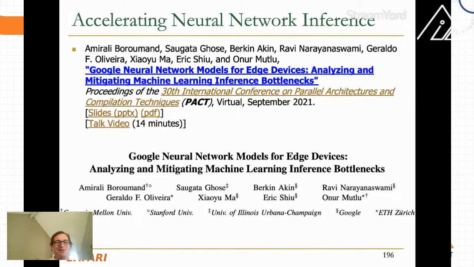Now, in line with this AI summit, let me talk a little bit more about neural network inference. And then I'm going to take a break to take questions. And then we're going to switch gears to near-real processing-in-memory systems and adoption issues.